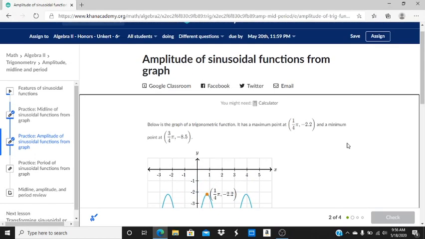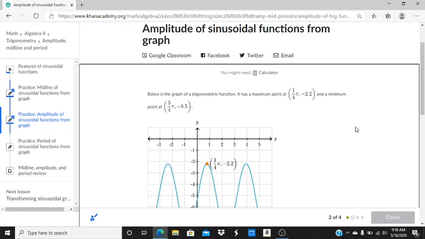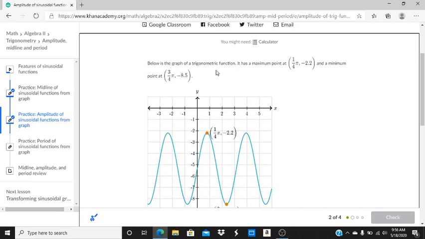Hi, Mr. Unkert here, and in this video I'm looking at amplitude of sinusoidal functions from graph. This is an assignment from Khan Academy. So we have a trig function below.